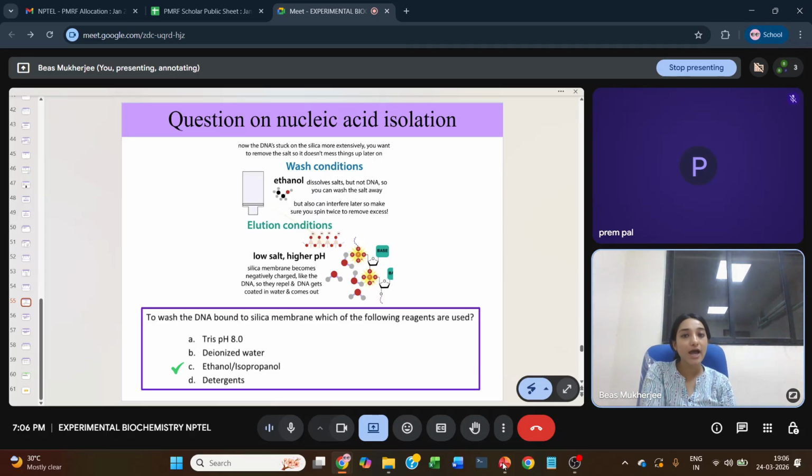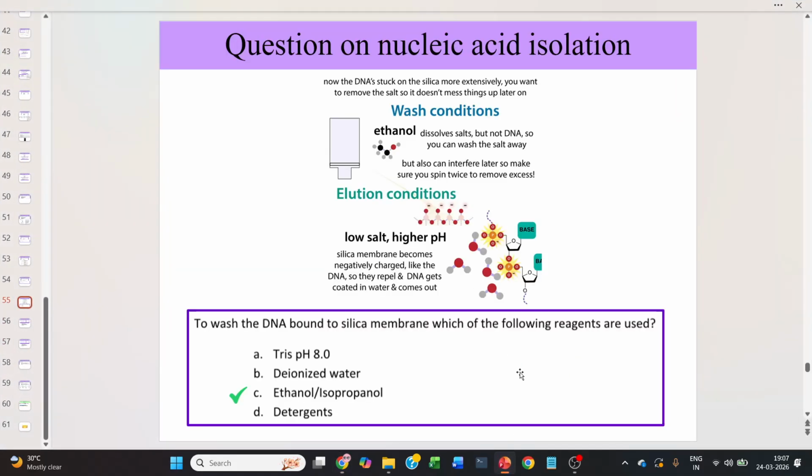So low salt and higher pH, silica membrane becomes negatively charged. That is why Tris of pH 6 was not used, but Tris pH 8 was used, so that the silica membrane becomes negatively charged like the DNA, and they repel, and DNA gets coated in water and comes out. Okay. To wash the DNA bound to silica membrane, which of the following reagents are used? So ethanol or isopropanol is used for washing.